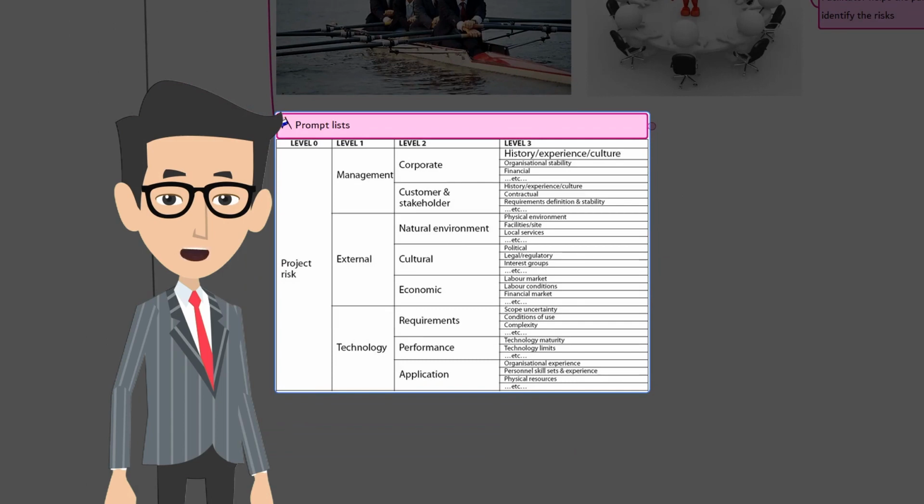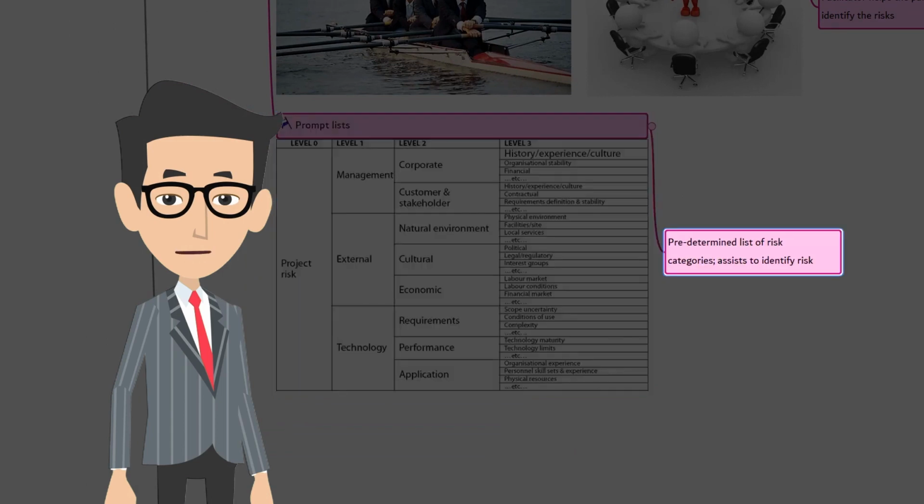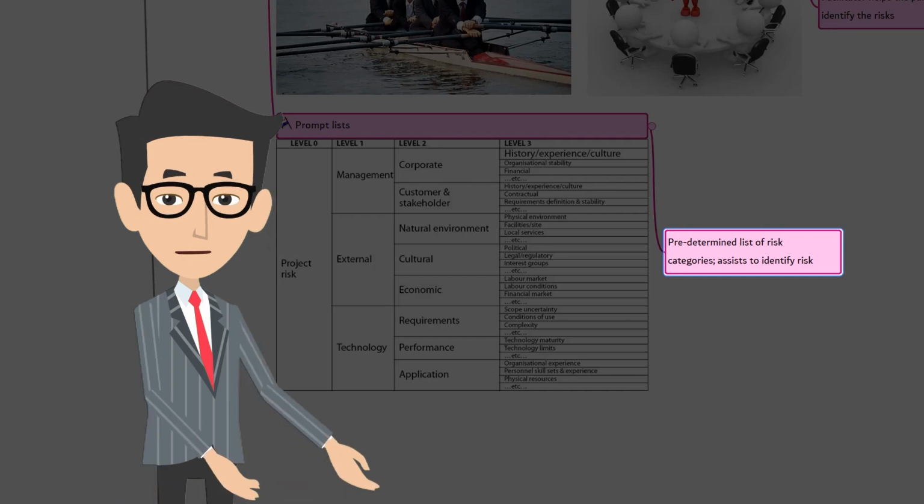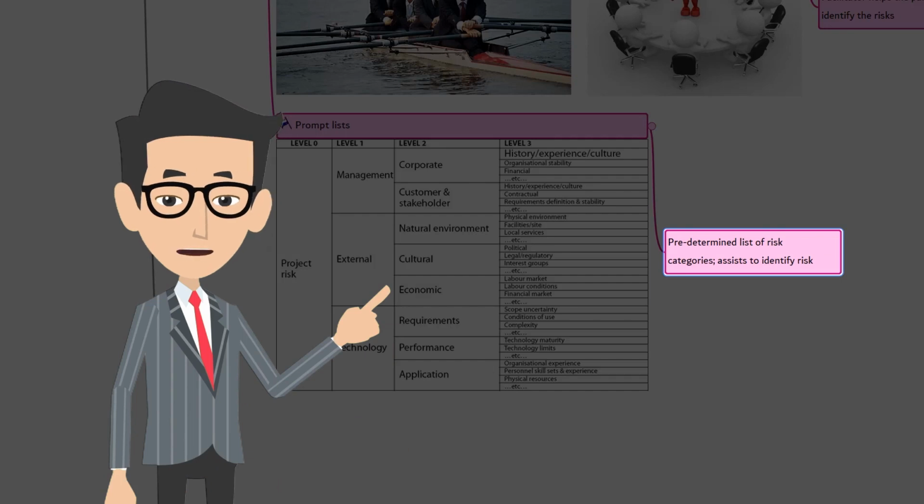The next one is prompt list. The prompt list is a predetermined list of risk categories. These are from the lowest level of risk breakdown structure. This list assists in identifying a risk. By looking at the list, the team will be prompted to think in the direction to identify risk.